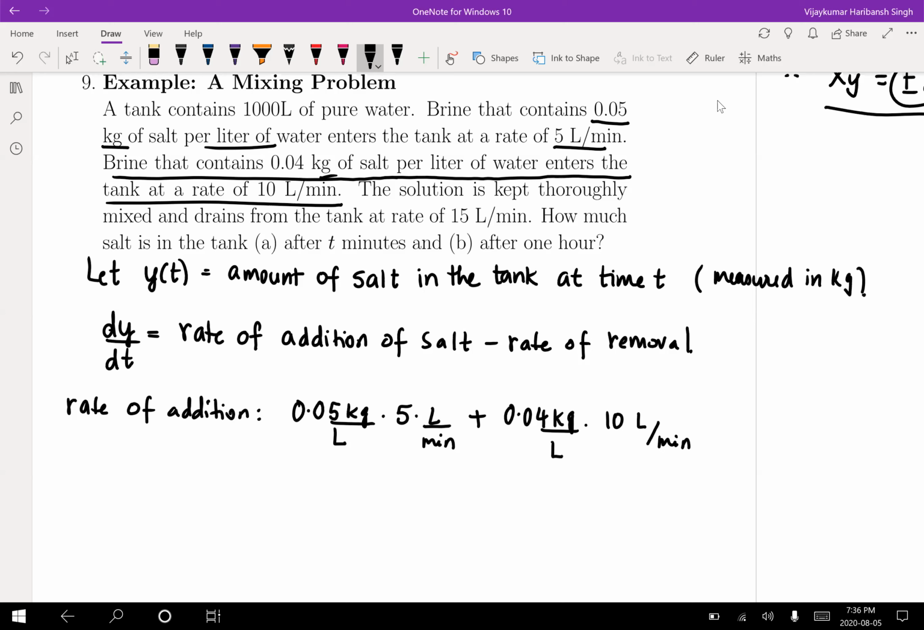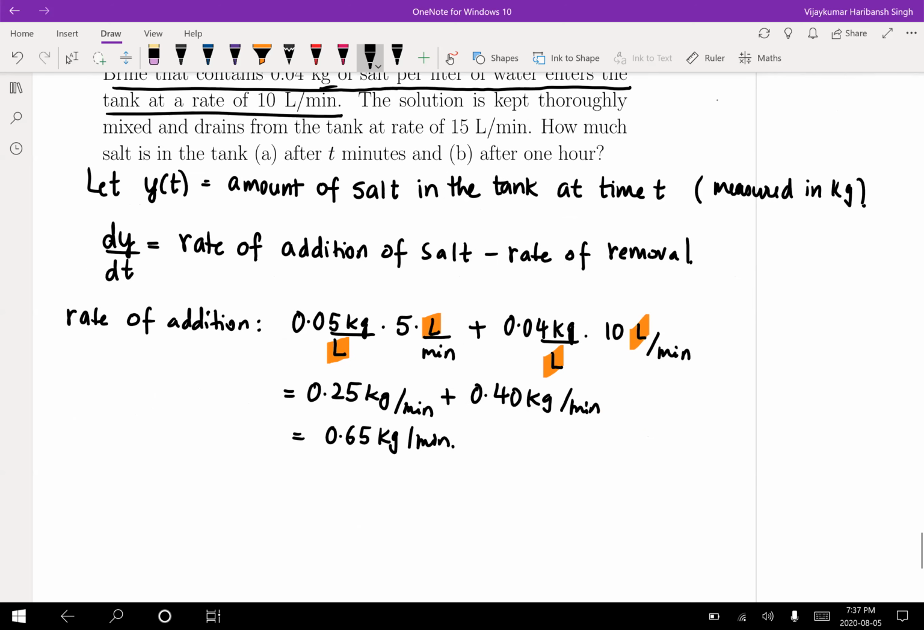If we cancel these liters, so if you do the dimension analysis, you will see that it is indeed kilogram per minute, which matches exactly with dy by dt. So this is going to be 0.05 times 5, so 0.25 kilogram per minute plus 0.40 kilogram per minute, which is 0.65 kilogram per minute. This is the rate of addition of salt.